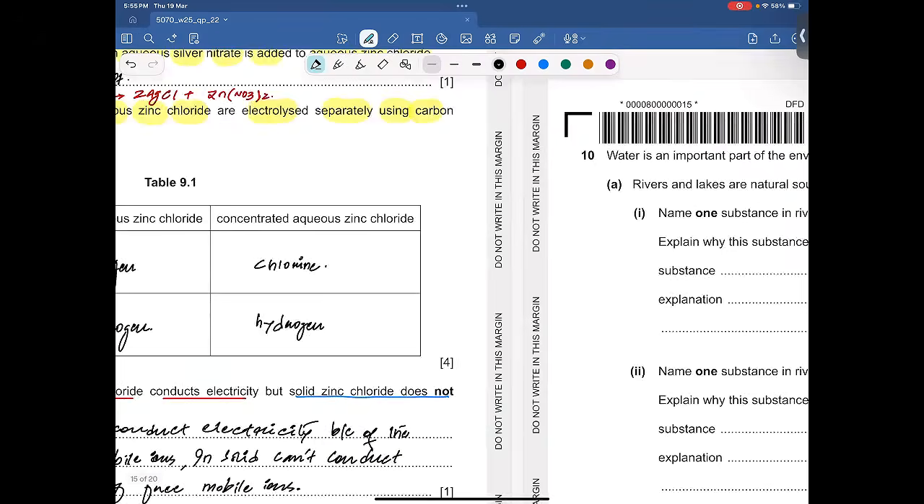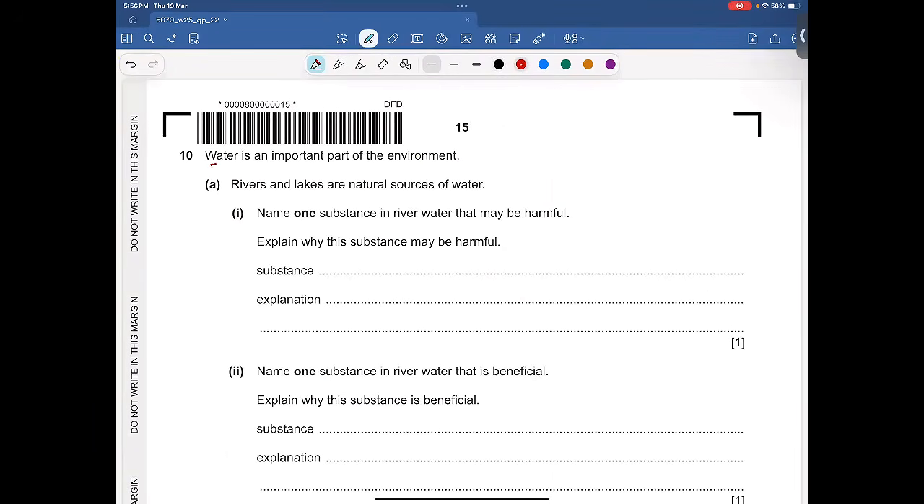Let's move on to the last question. Water is an important part of the environment. Rivers and lakes are natural sources of water. Name one substance in river water that may be harmful. Explain why this substance may be harmful. So, the substance is heavy metal ions, plastic, harmful microbes, nitrates and phosphates. So, I'm going to go with nitrates and phosphates.